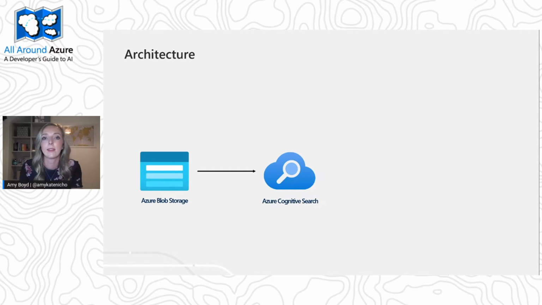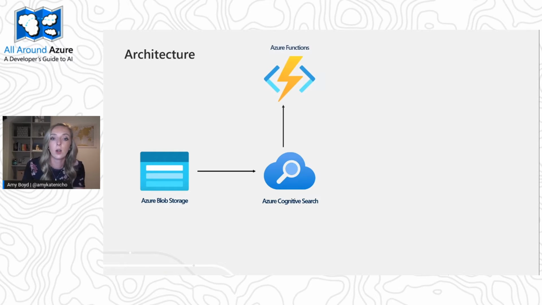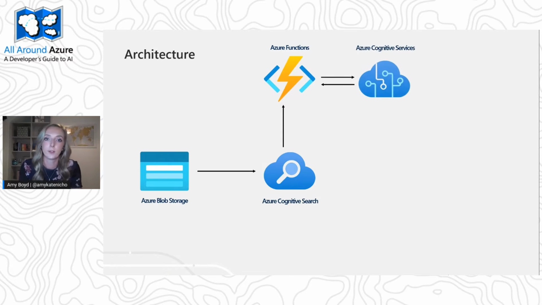We're going to actually connect them as a data source to Azure Cognitive Search. Cognitive Search is going to have a skill set that points towards an Azure function. This function is going to call the Azure Cognitive Services, and specifically the Forms Recognizer API. Really excited to show you that, some really cool stuff there. It will pass back all of its information back to the Azure function.